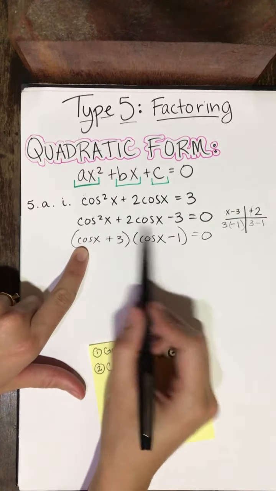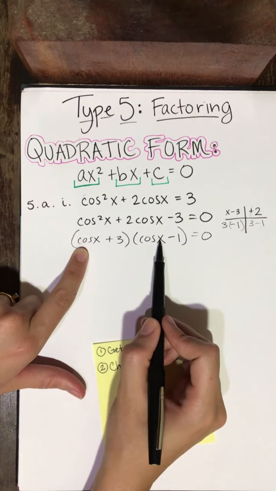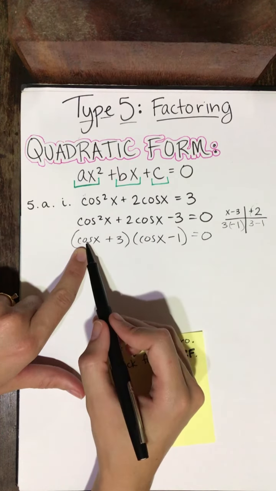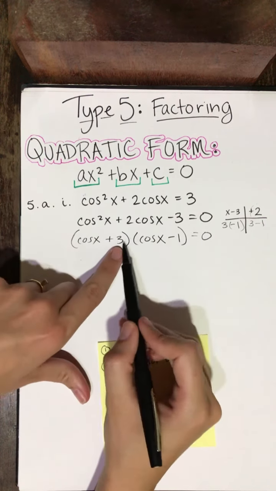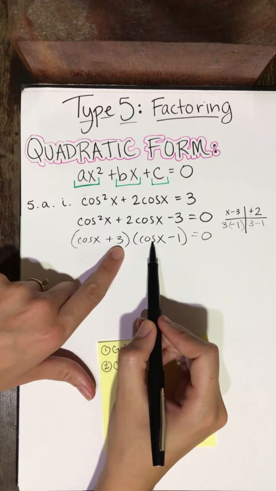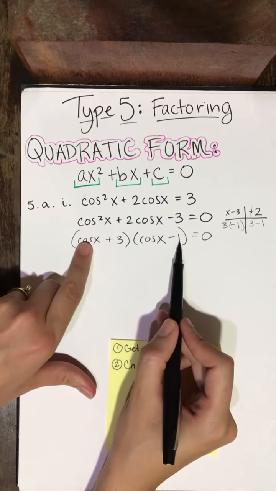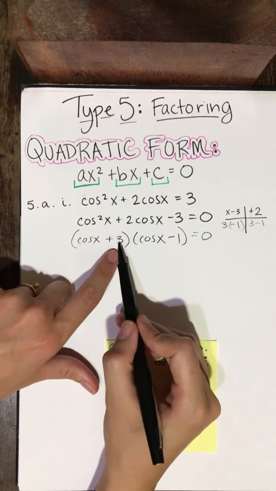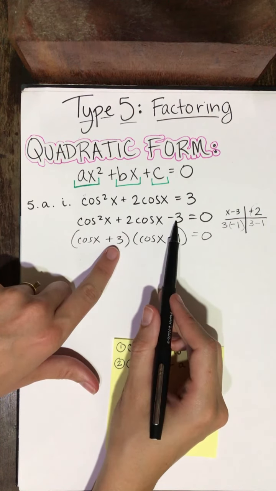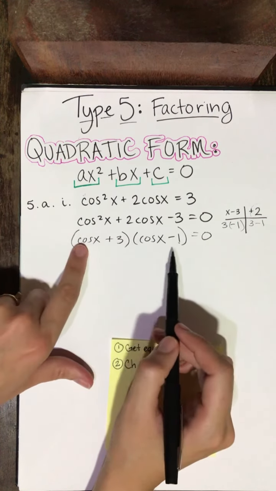Cosine, if I were to redistribute, right? Cosine times cosine is cosine squared. Cosine times negative 1 is negative cosine. 3 times cosine is 3 cosine. So 3 cosine minus 1 cosine will give us positive 2 cosine. And 3 times negative 1 is negative 3. All right? So it worked.